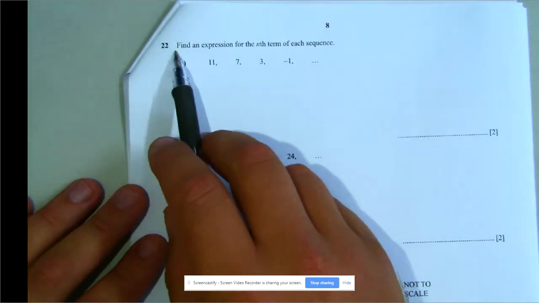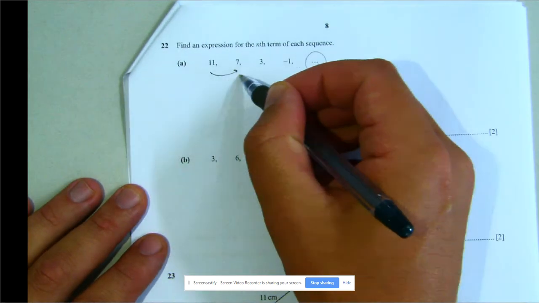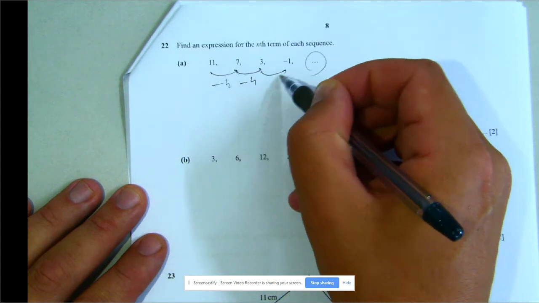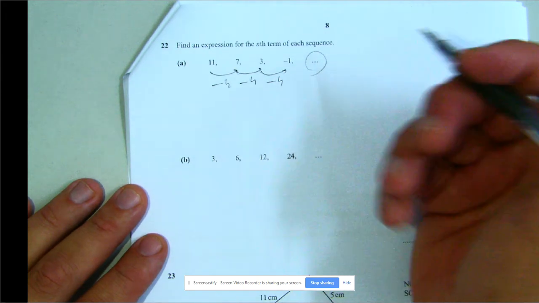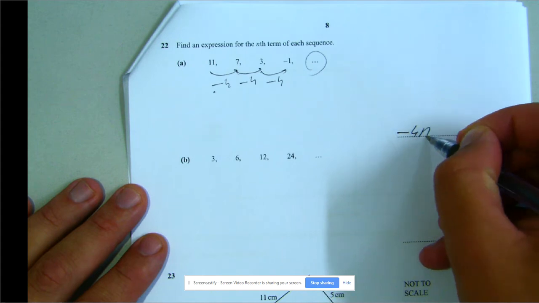And they're asking, find an expression for the nth term of each sequence. So they're not asking what is the next term. No, they're asking you for the general nth term rule of the sequence. So the first one, it is minus 4 every time. So it's a linear or arithmetic sequence. Common difference is minus 4, so I write down minus 4n.